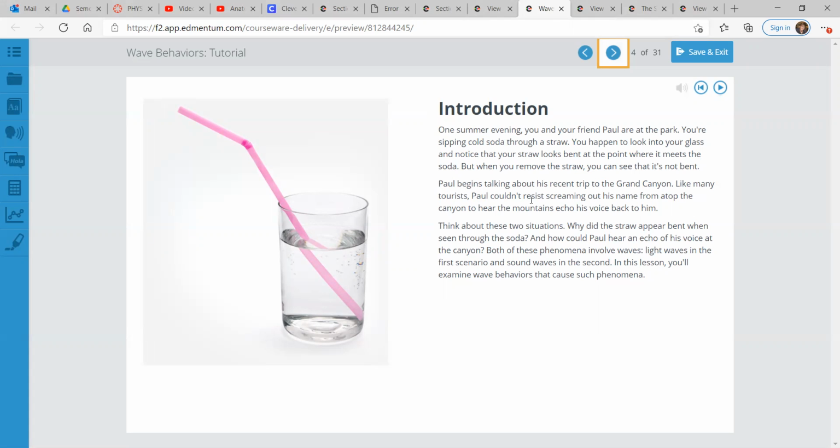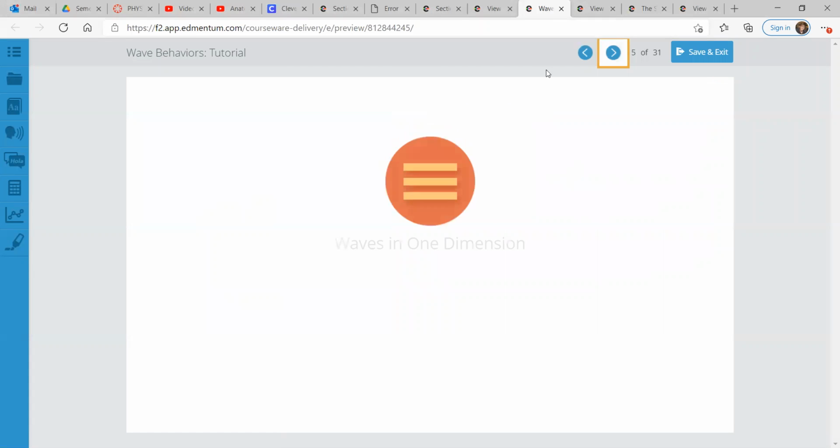So, looking at these two situations, what is happening? What is happening with the light waves? What is happening with the sound waves? Light waves in the first scenario and sound waves in the second. We'll explain why this is happening in a few slides.